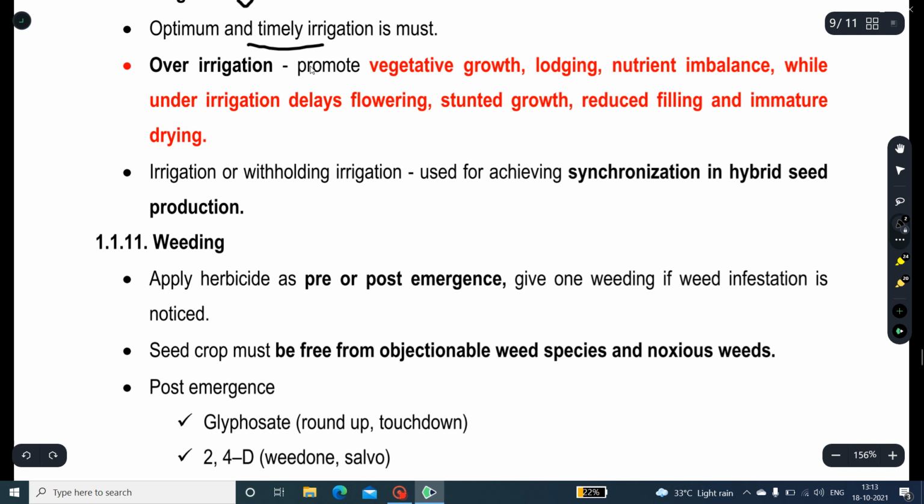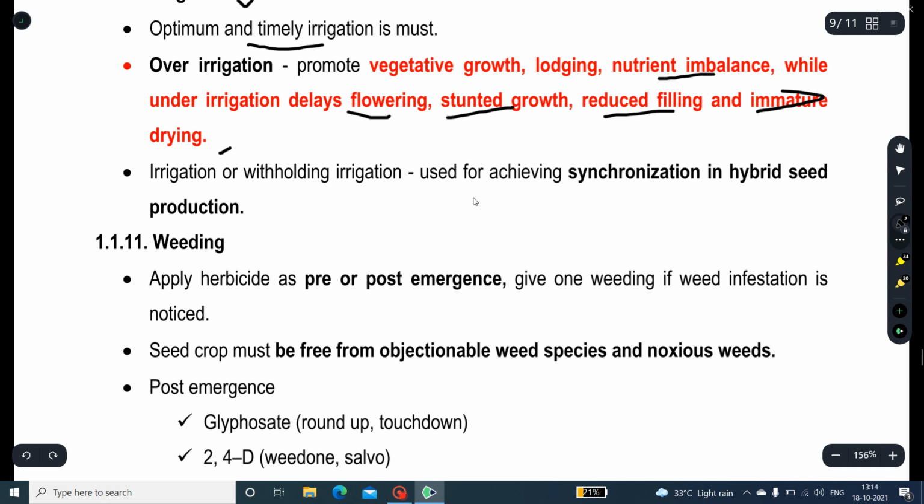Over irrigation may promote vegetative growth, lodging and nutrient imbalance, while under irrigation delays flowering and causes stunted growth, reduced filling, or immature drying. And the next one is withholding irrigation.